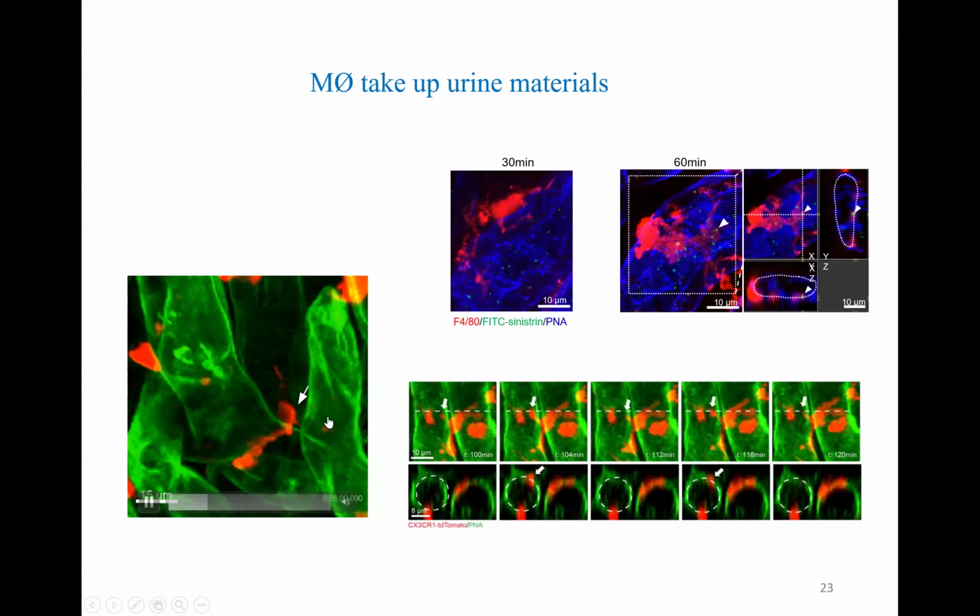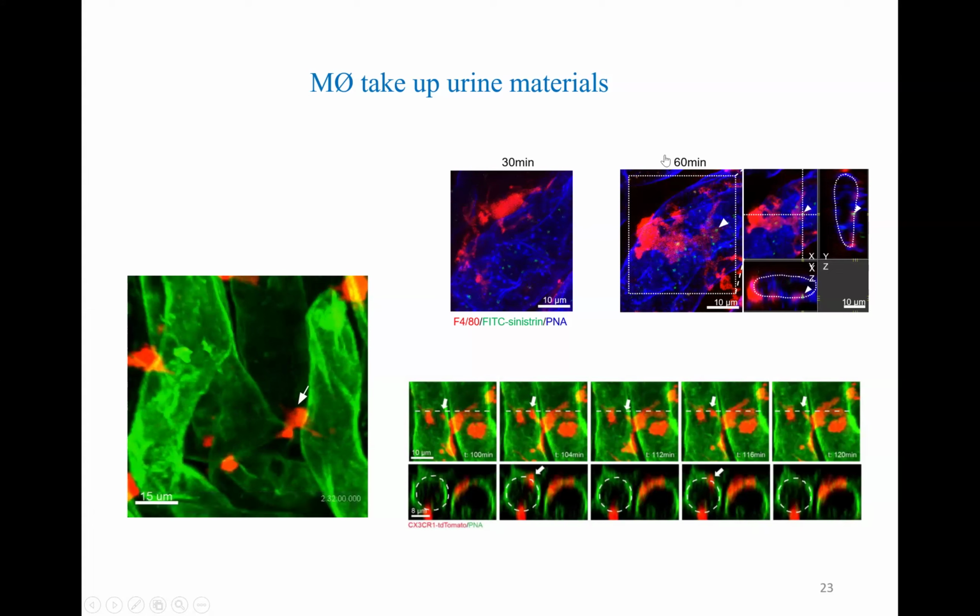To verify that the macrophages can take in urine contents, we intravenously injected FITC-labeled sinistrin, which is a small molecule that can freely pass through the glomerulus. In 30 minutes, sinistrin arrived in the collecting ducts. By 60 minutes, macrophages had taken up FITC-sinistrin.